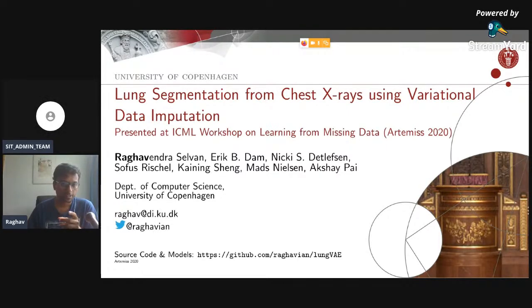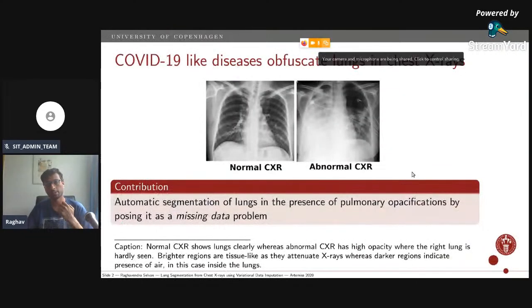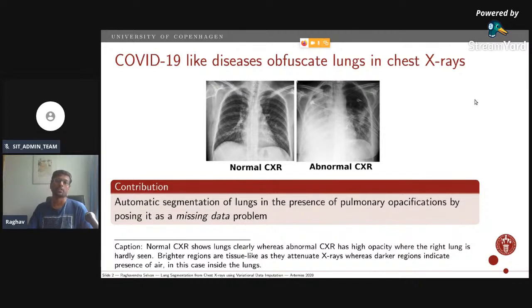So this is an extension of the UNET network that I showed. In COVID cases, a normal chest X-ray would look like this: you have dark regions where the lungs are clearly seen. And when you have an abnormal chest X-ray, CXR is a chest X-ray, pneumonia is basically water or phlegm filling in the lungs, so that starts attenuating more of the X-ray. In a normal chest X-ray, you can see the right and the left lungs clearly. Here, the right lung is barely seen, and that's a big problem.